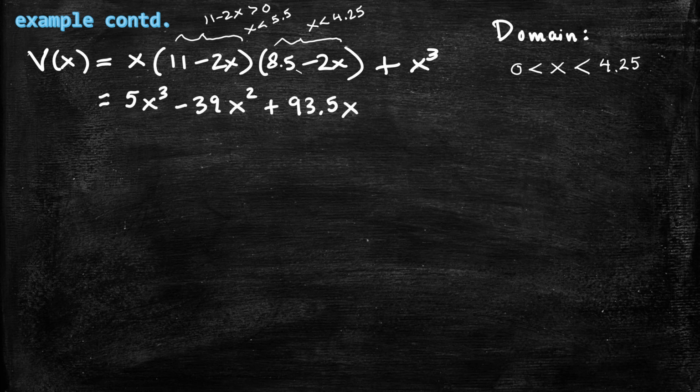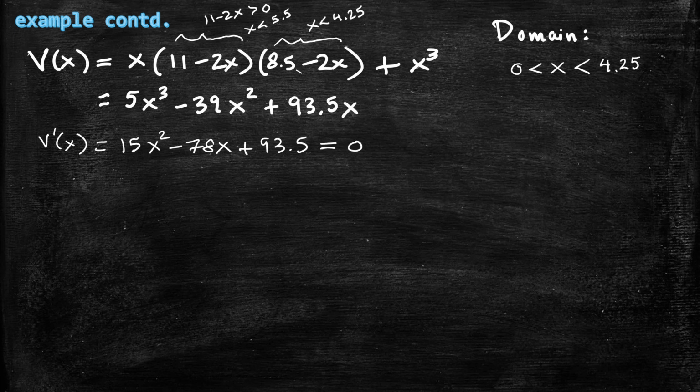So I've just saved us some work by foiling that out and combining like terms just to simplify that volume function. And then what do we do next? Well, clearly, if we want to optimize, make this the maximum volume possible, we need to find the critical values of this. We need to find V prime of x and set it equal to 0. So let's do that. That will become, by the power rule, 15x squared minus 78x plus 93.5. And we set that equal to 0.